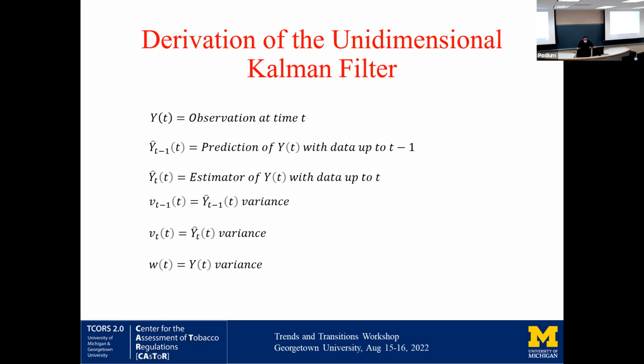Okay, so I just wanted to use a very, very simplistic Kalman filter and derive it from a univariate state model, so just one variable. I just want to try to derive the equations of the Kalman filter.